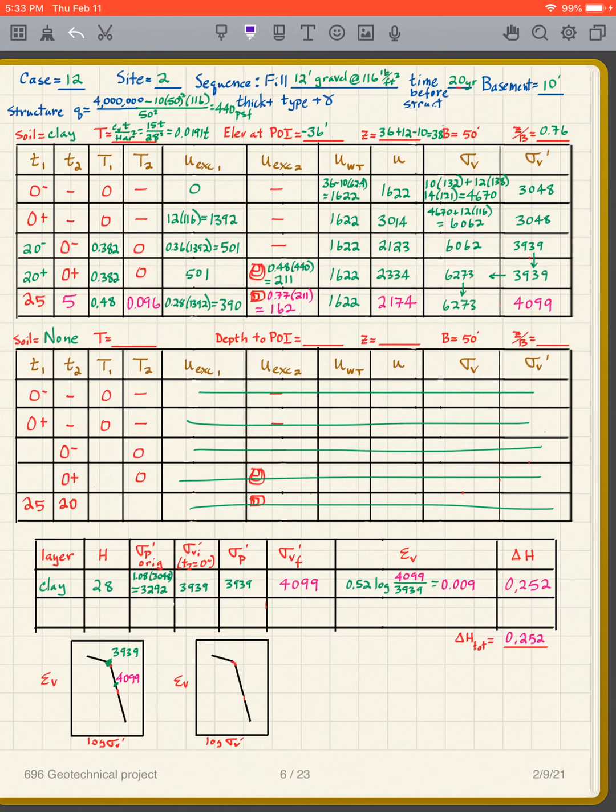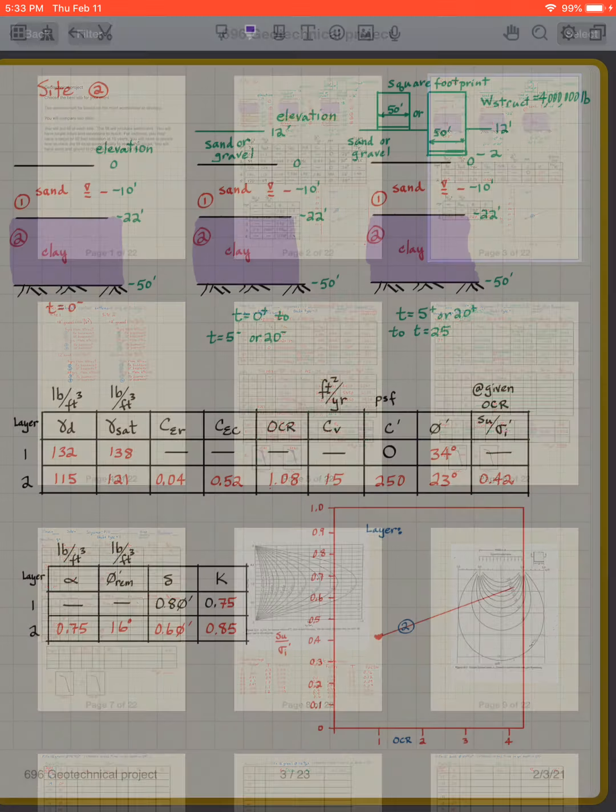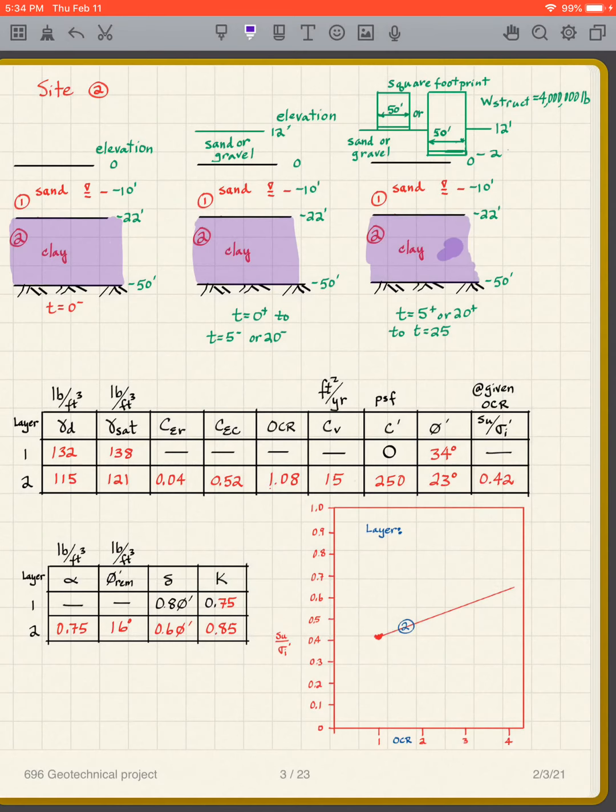So just to make sure you understand where the Z comes from, there's my center. This is my distance Z, and you can figure that out. In this case, it's 38 feet.